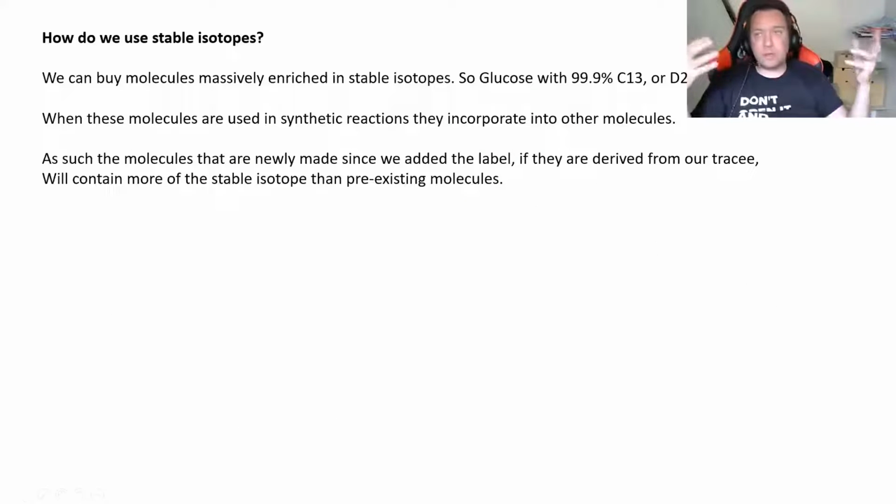So how can we use the fact that we can have carbon that weighs 2 different weights? What we can do is buy molecules from our supplier, Goss Scientific, which are massively enriched in these stable isotopes. So you can have glucose that instead of having 1% carbon-13 in it, has 99+% carbon-13. Or you can buy deuterated water, D2O.